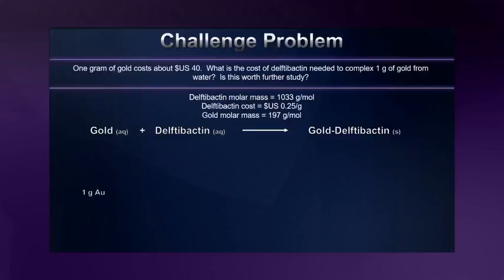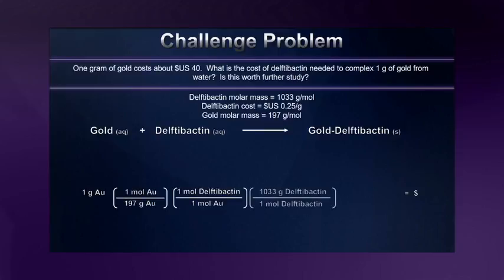A gram of gold is going to cost us how much to get, assuming that all of these assumptions about our delftibactin are true? Well, gold is 197 grams per mole. And delftibactin reacts in a 1-to-1 ratio with the gold, at least that's what we're going to assume. And of course, we know that these delftibactin molecules weigh 1,033 grams per mole and cost about $0.25 US per gram.